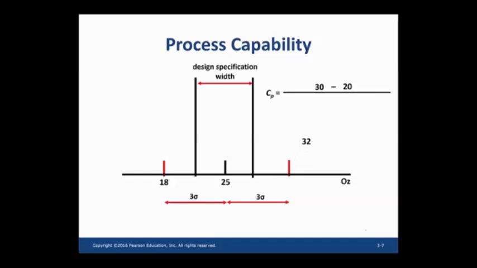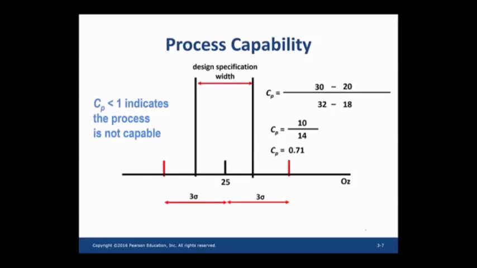and the Six Sigma distance. In this case, it's given by 32 minus 18. So it is 10 over 14 and CP is 0.71. So since CP is less than 1, the process is not capable. Right? So with this example, we put some number to the process capability.